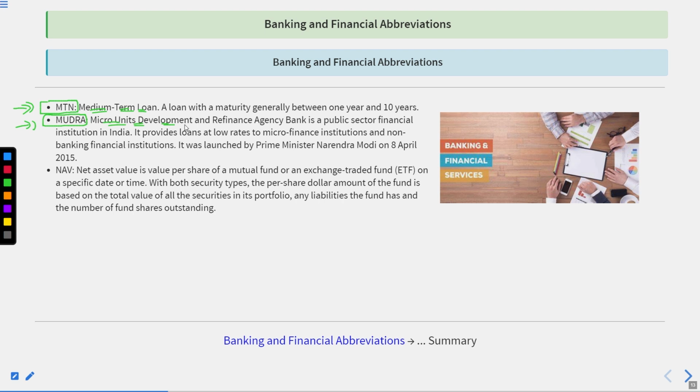April 2015. The NAV, the net asset value, is the value per share of a mutual fund or an exchange traded fund on a specific date or time. With both security types, the per share dollar amount of the fund is based on the total value of all the securities in its portfolio, any liabilities the fund has, and the number of fund shares outstanding.